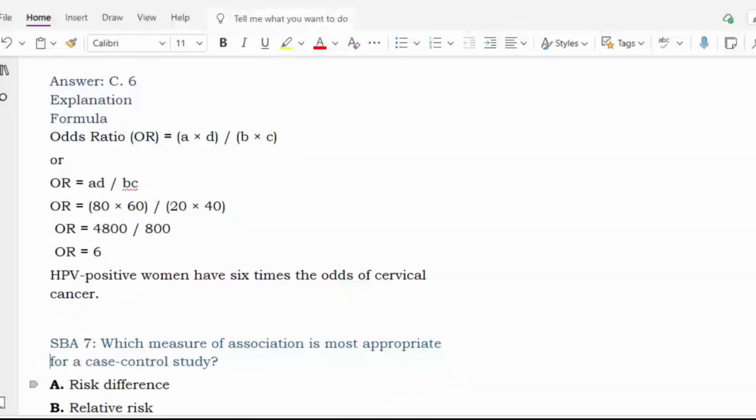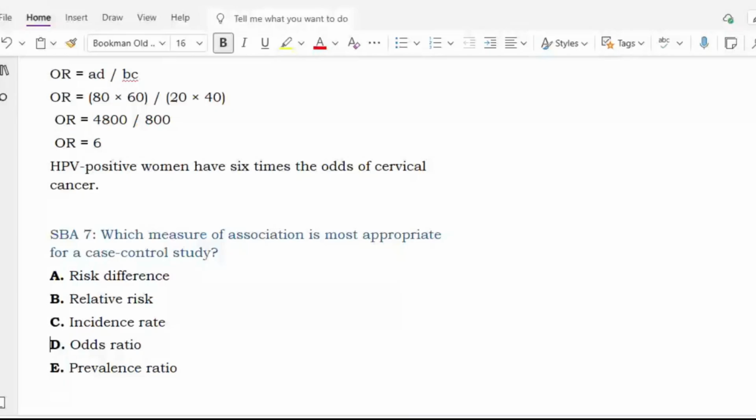Next. Question number 7. Which measure of association is the most appropriate for a case control study? A, risk difference, B, relative risk, C, incidence rate, D, odds ratio, and E is prevalence ratio. So it's odds ratio for case control. Case control, odds ratio. Where do you get prevalence? In which study will you get prevalence?